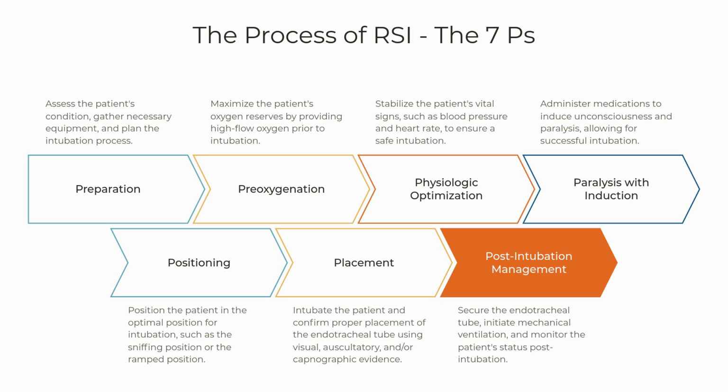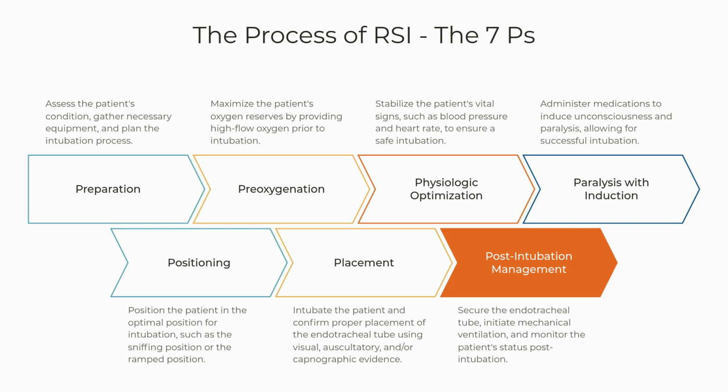Paralysis with induction follows. We administer an induction agent to sedate the patient, followed immediately by a paralytic to relax their muscles. These are given back-to-back for rapid effect. Positioning sets up the patient for a successful intubation. It's all about optimizing the airway view for laryngoscopy.